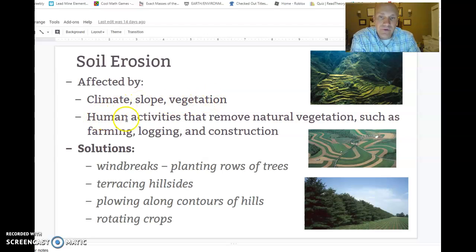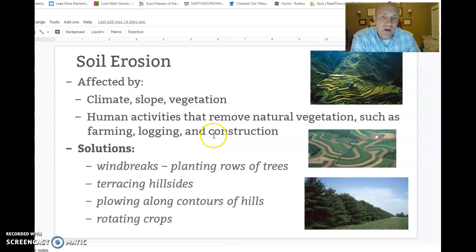All right, there's also some human activities that can affect soil erosion, and some of those are removal of natural vegetation, and some of the activities that do that are farming, logging, and construction.